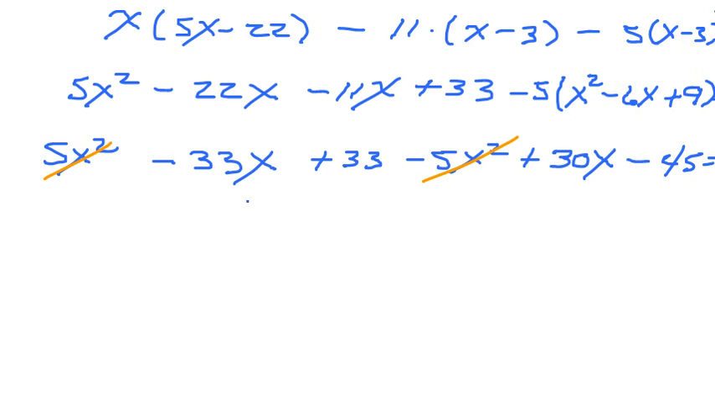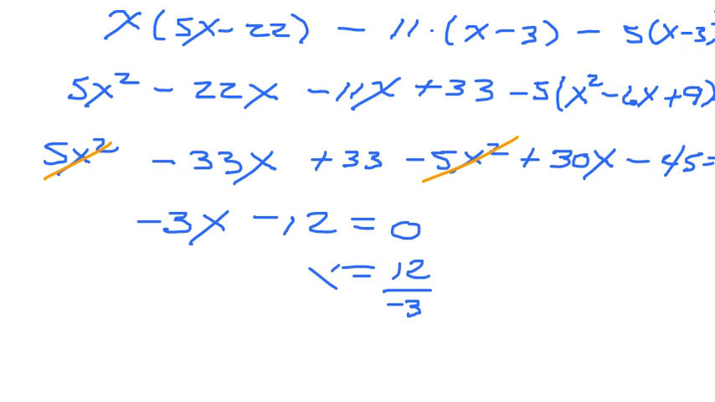All right. Now let's see, what do we got going on here? We got minus 33x plus 30x. That's going to be minus 3x, it looks like. We got 33 minus 45. See, that's going to be minus 12, I believe. And then, of course, take the 12 over to the other side, divide by negative 3, and we end up with negative 4 as our possible solution.